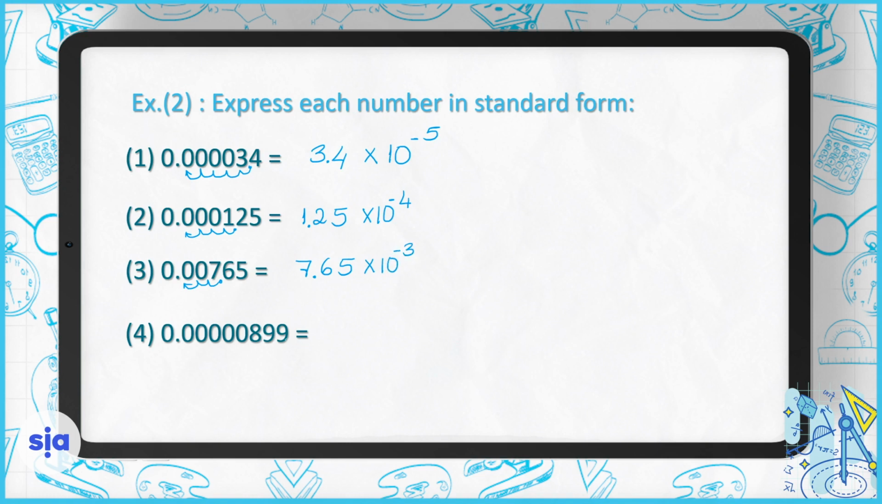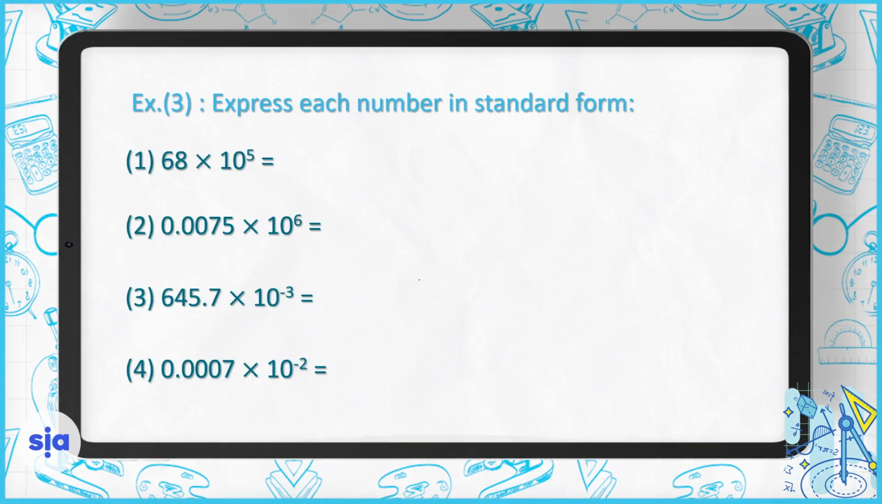Question 4, 899. We always place the decimal after the first one. We're going to move left 1, 2, 3, 4, 5, 6 places. So times 10 to the power of negative 6.